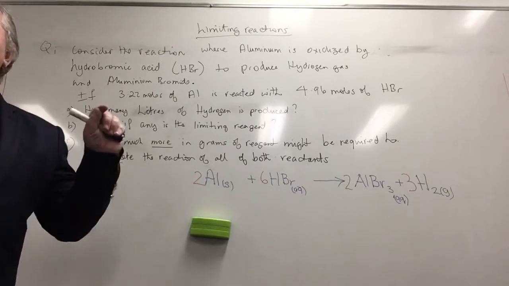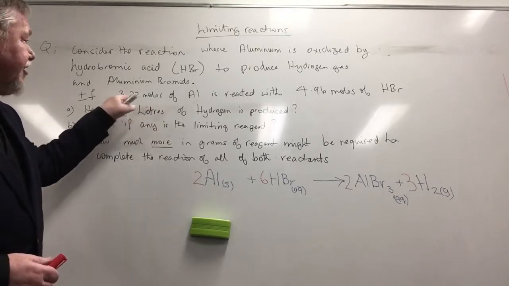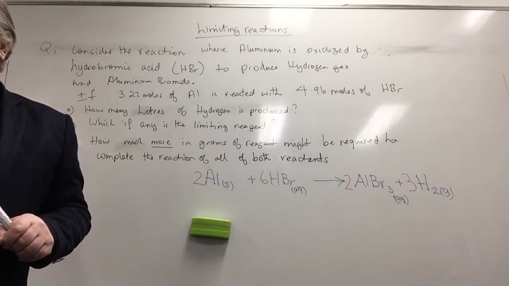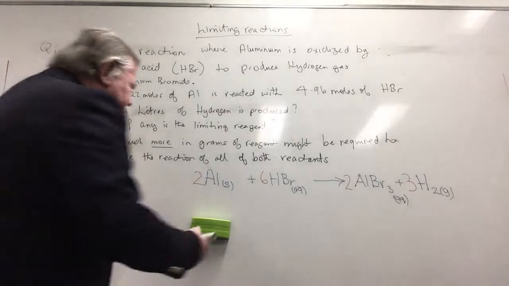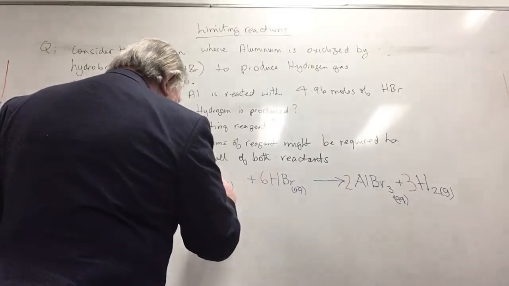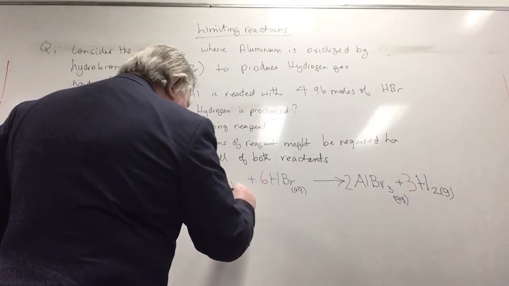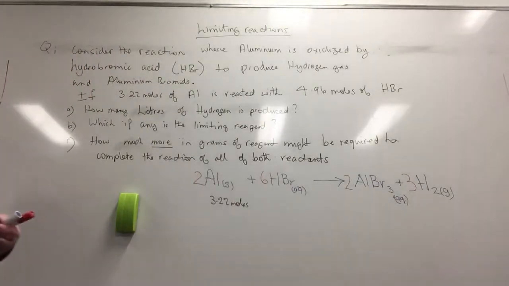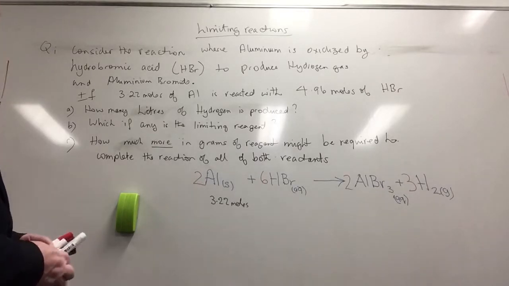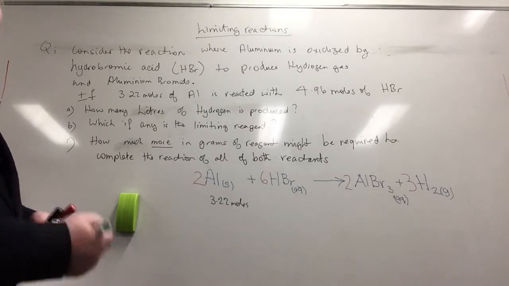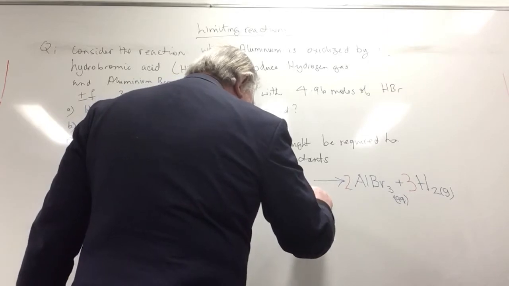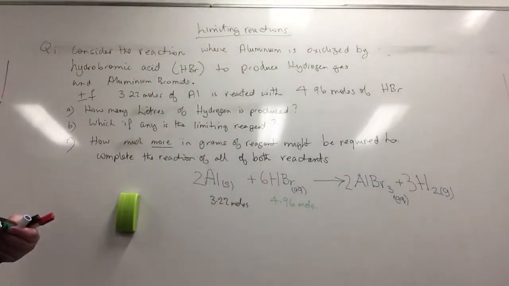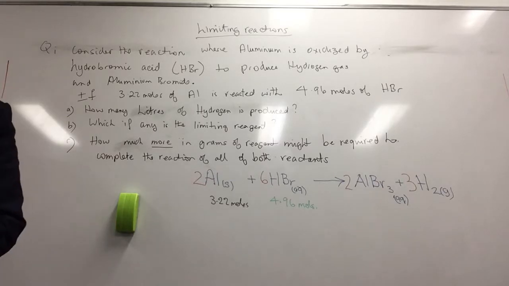So what's nice about this particular question is they've already told us how many moles there are. Okay, so two things have happened. One is that we're given the number of moles of aluminium, which is 3.22 moles. And we're also given the number of moles of hydrobromic acid, which is 4.96 moles. Okay, so let's have a look and see what would happen.